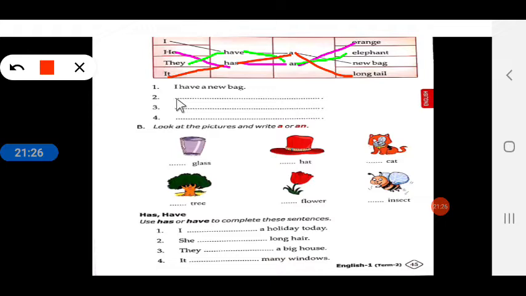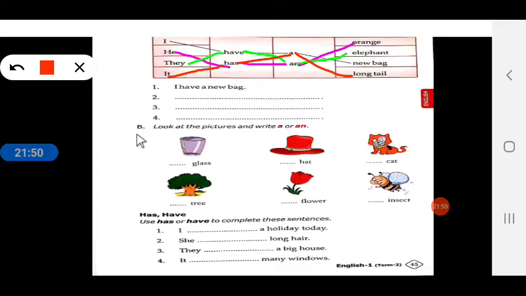Now you can write those sentences here. The first one, I have a new bag. Second one, he has an orange. Third one, they have an elephant. Fourth one, it has a long tail. Have you understood, my dear students?